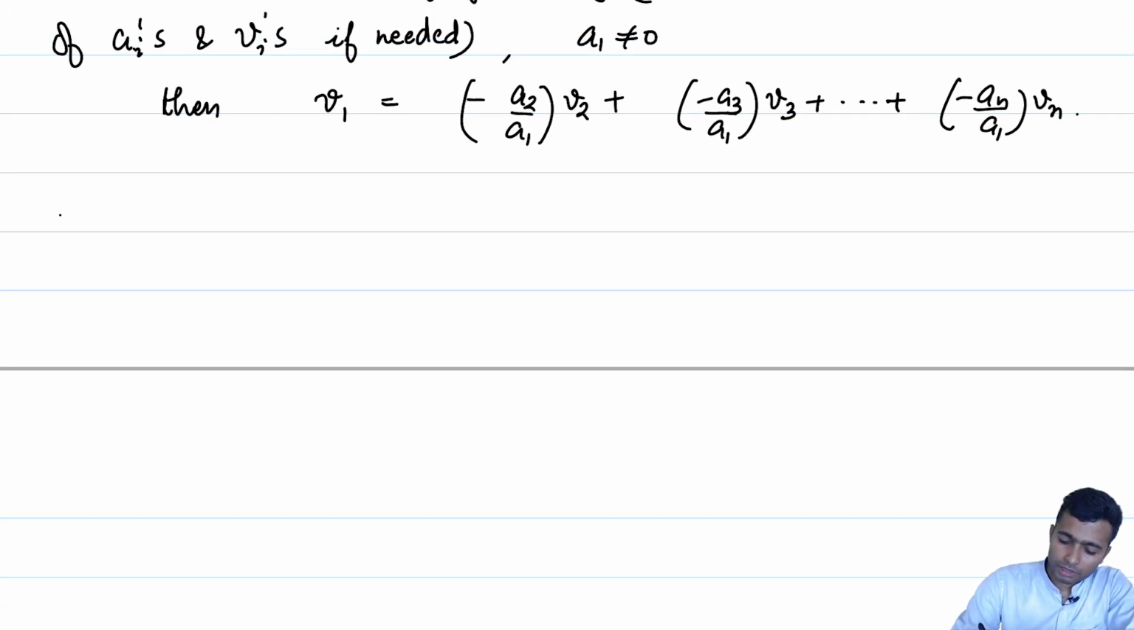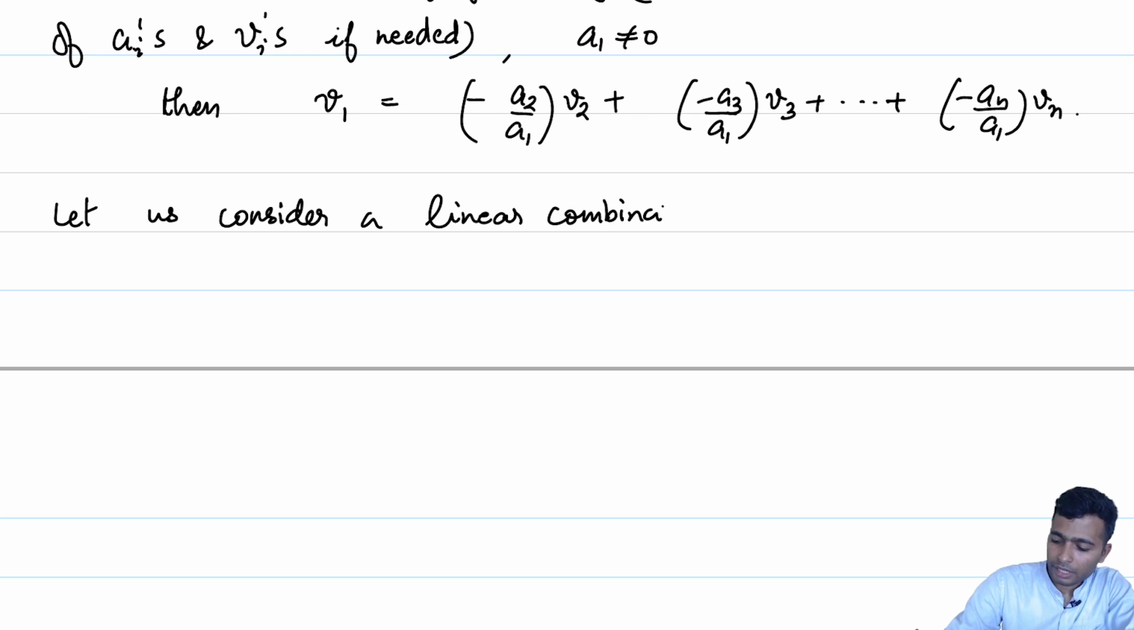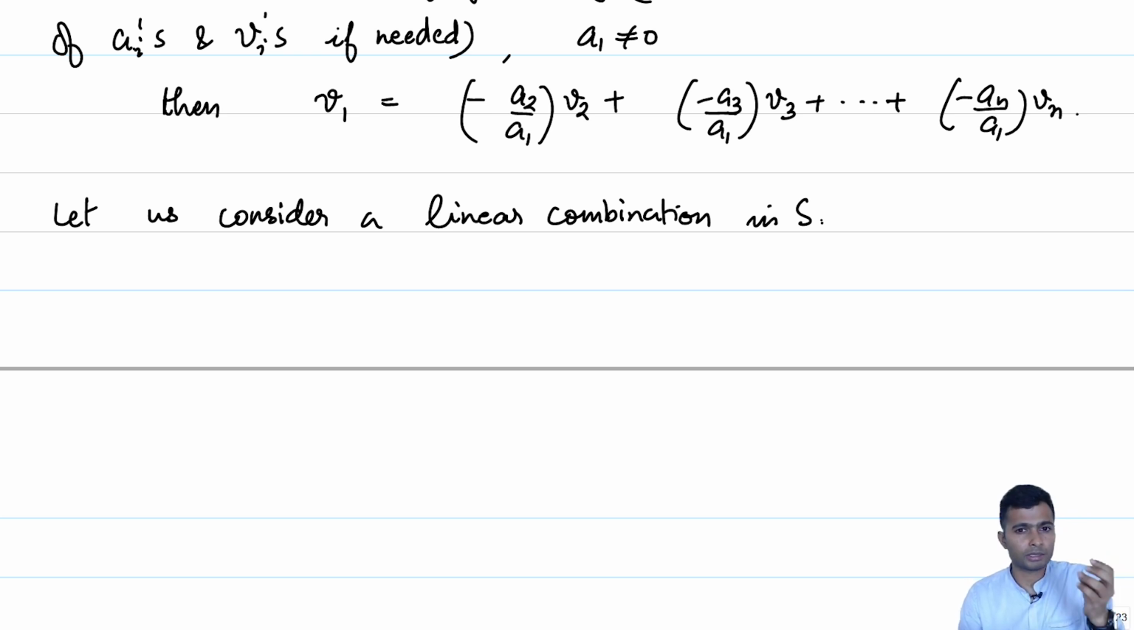Now, let us consider a linear combination in S. What is our goal? Recall that our goal is to show that there exists some vector V such that S minus V has the same span as S. Our candidate for V is going to be v1. We will show that the span of S minus v1 is equal to the span of S. To do that, we should take some arbitrary linear combination in S and show that it is in the span of S minus v1.